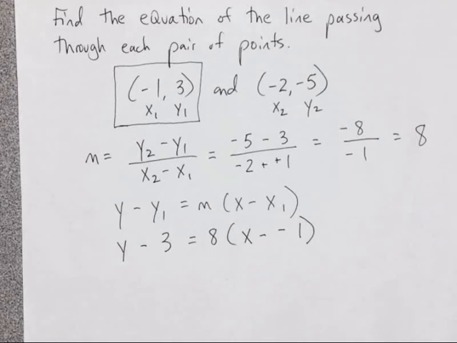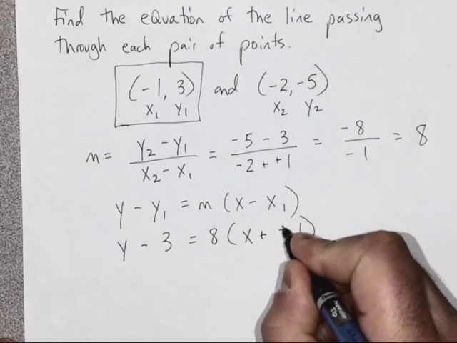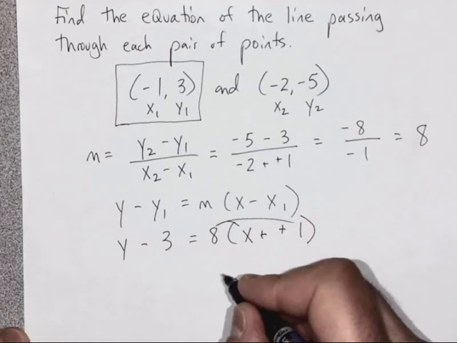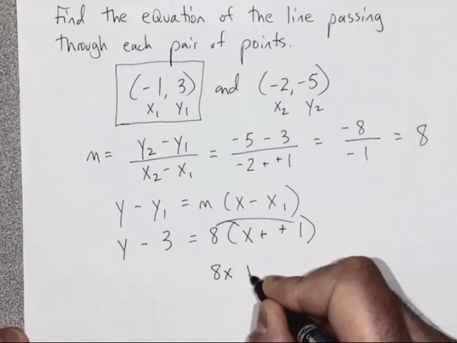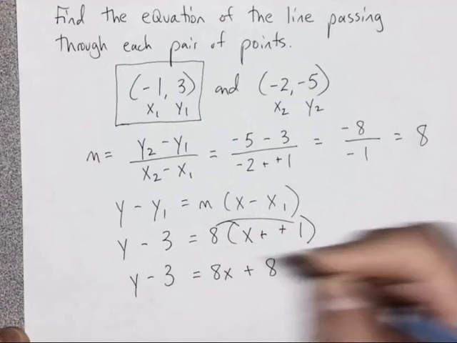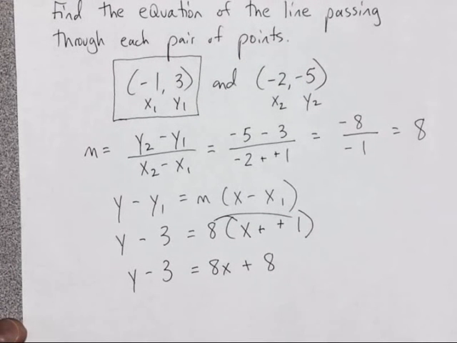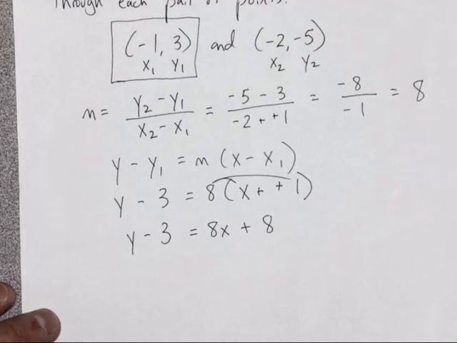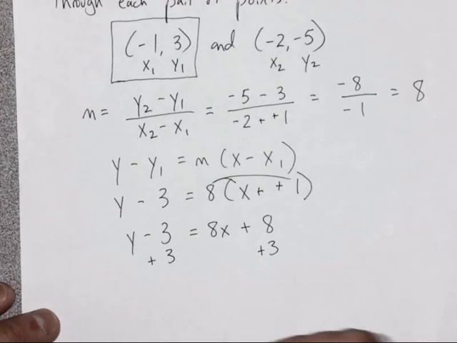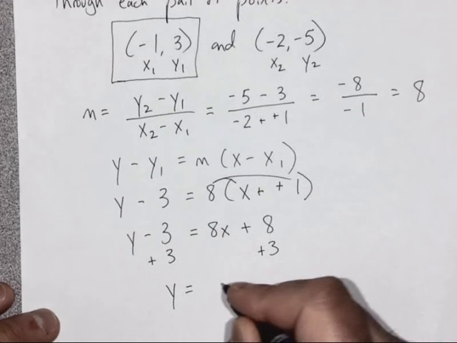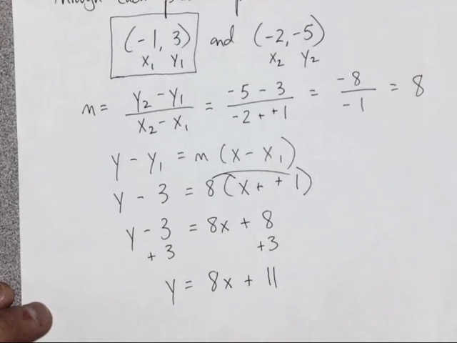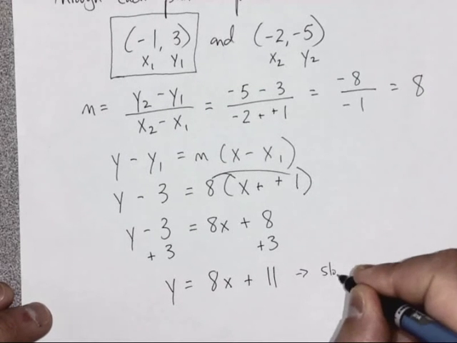Be careful with your signs. Those double negatives are going to turn to a positive. So now distribute the 8 through the parentheses. So I get 8x plus 8. And then let's go ahead and put that in slope-intercept form. So solve it for y. So I'm going to add 3 to both sides. And so now this is in slope-intercept form.